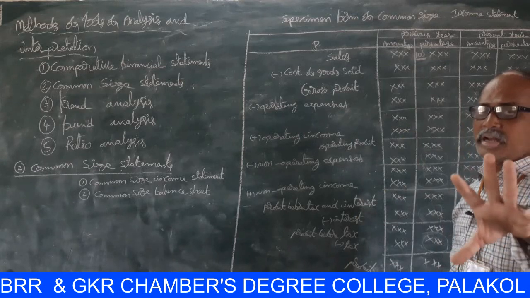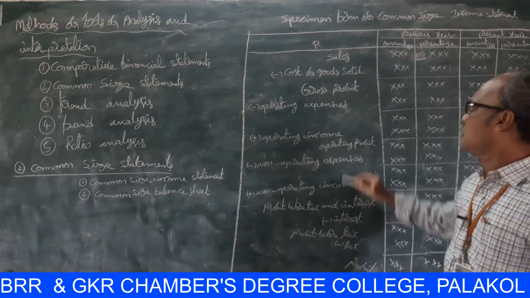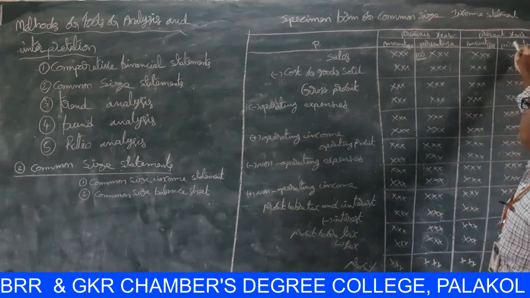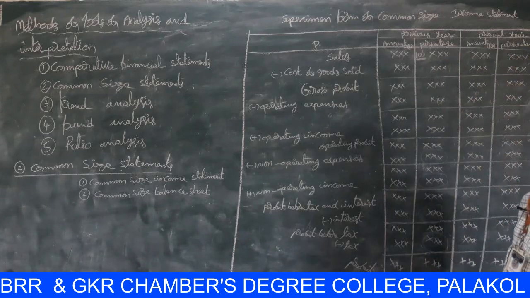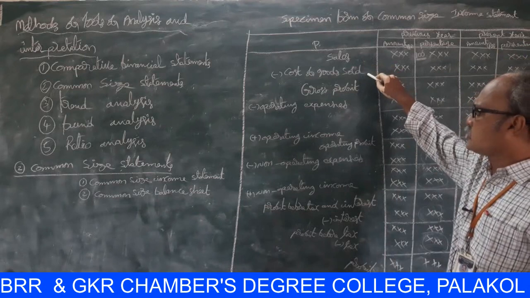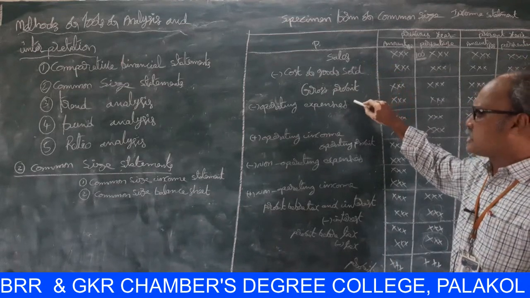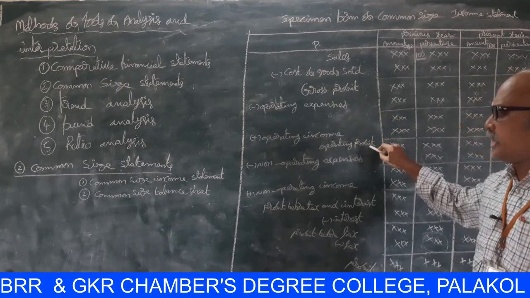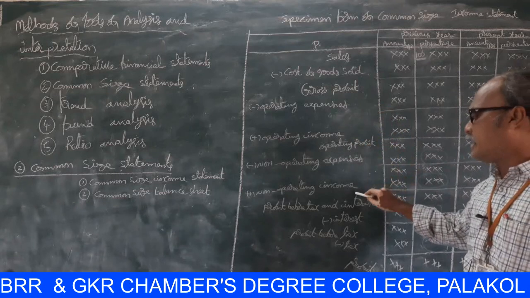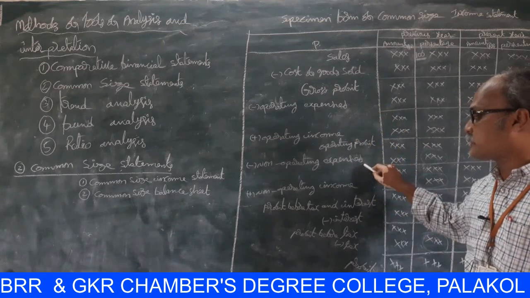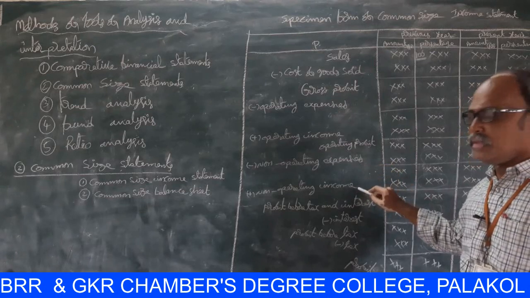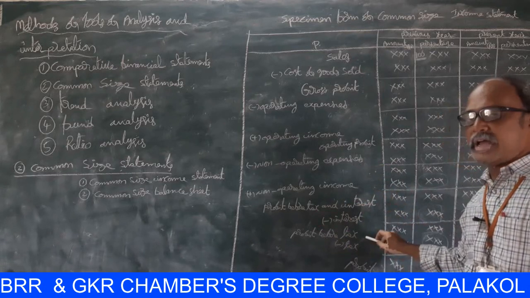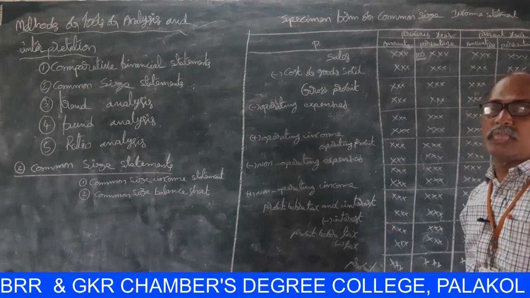The common size income statement has five columns: particulars, previous year amount and percentage, present year amount and percentage. Sales less cost of goods sold gives the gross profit. Less operating expenses, add operating income, then we get operating profit. Less non-operating expenses, add non-operating income, then we get profit before tax and interest. Less interest, we get profit before tax. Less tax, then we get profit.